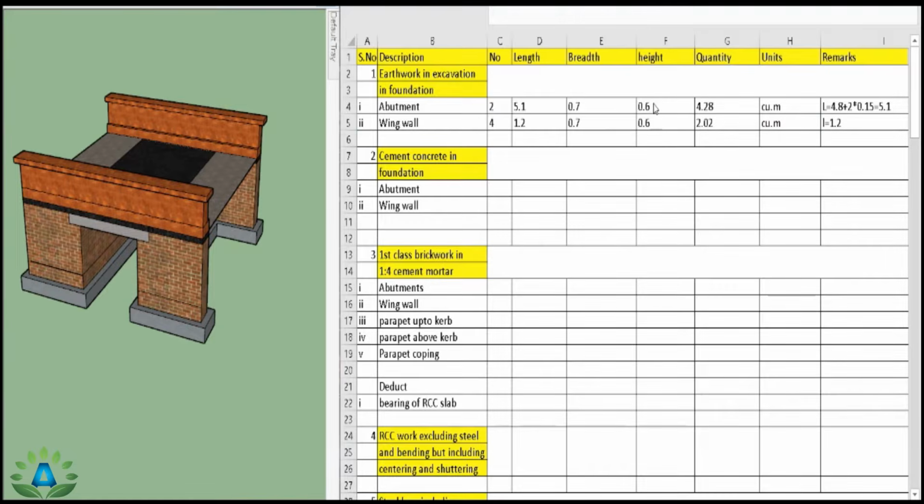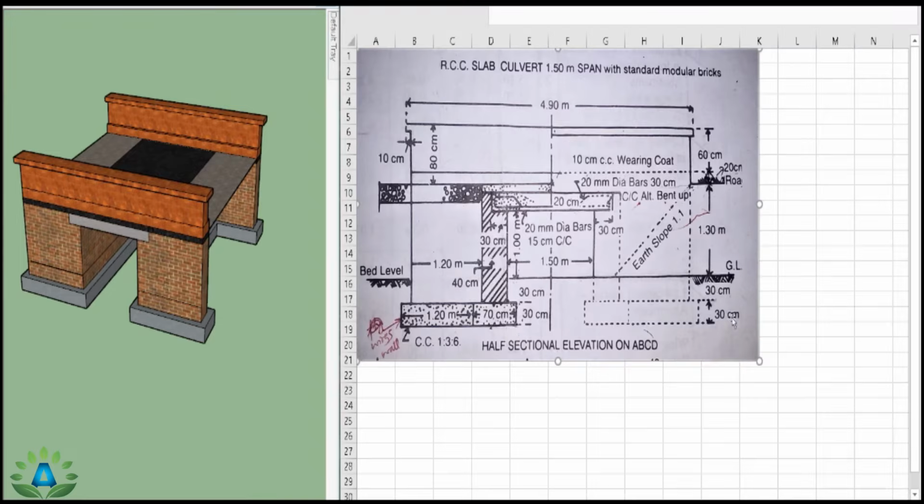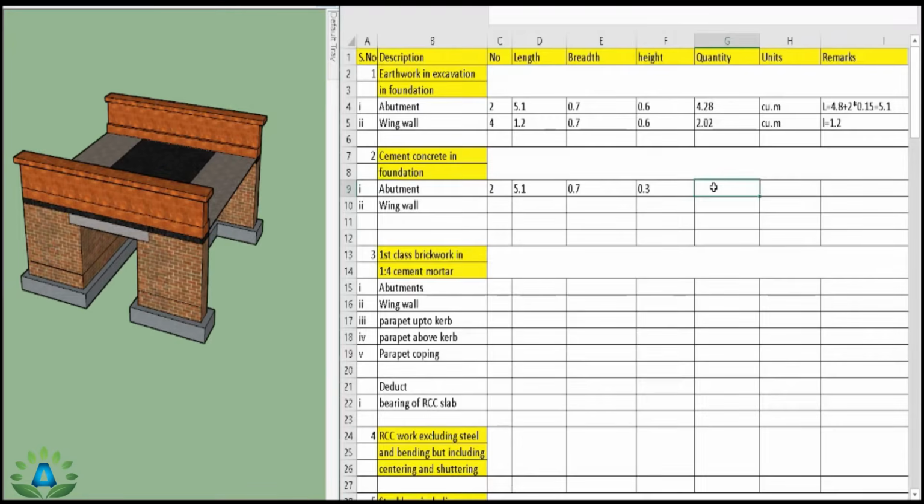and we will get the same length but only the height will be different. That is, we have the height of 0.3 meter and we have two numbers of this abutments having the length of 5.1 meter, that is same as this method, and the width is also same and the height is 0.3 meter, that is this portion, and our total quantity is 2.14. The unit is cubic meter.